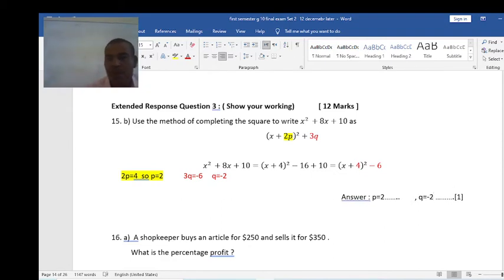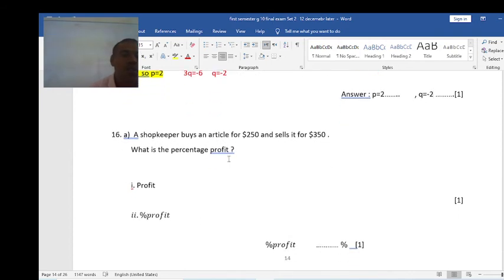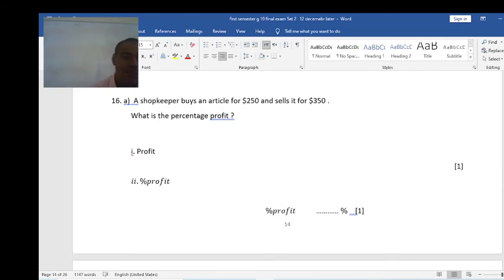Okay. For the second question, let's say a shopkeeper buys an article for $250 and sells it for $350. What is the percentage profit? This question we divide into two sub-questions. The profit is what first? It is the selling price minus the cost price. So equal to what? Equal to 350 minus 250, which equals $100.